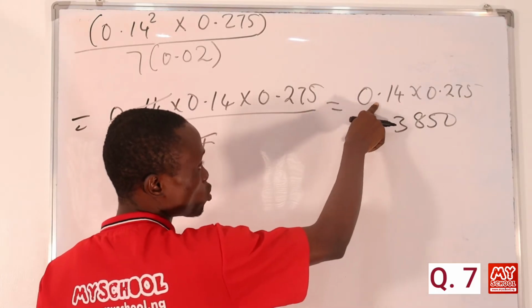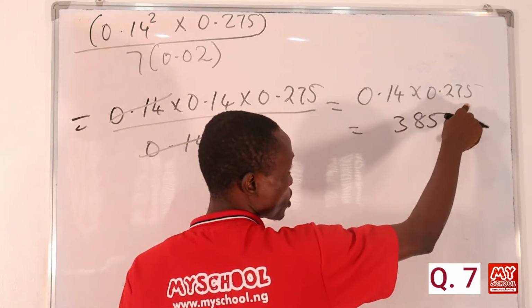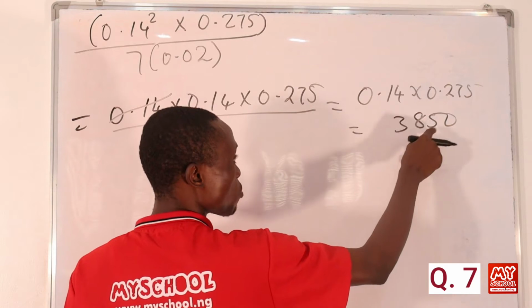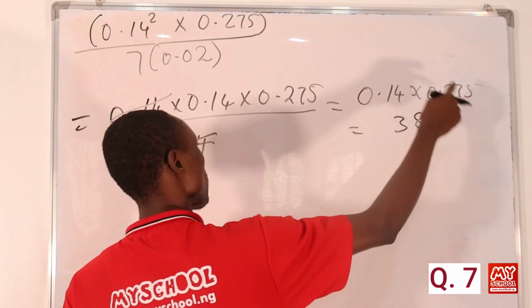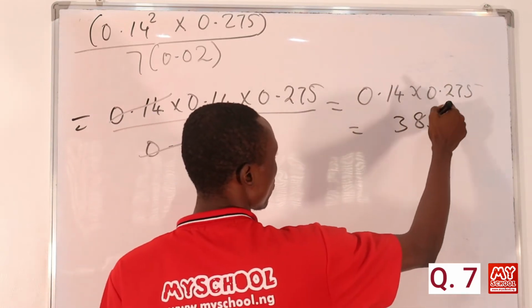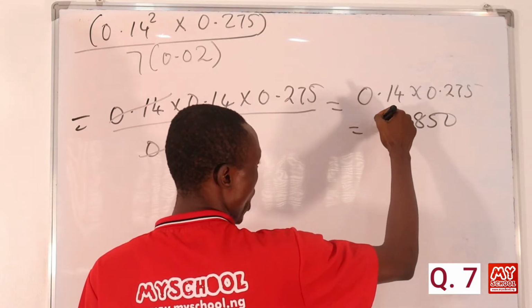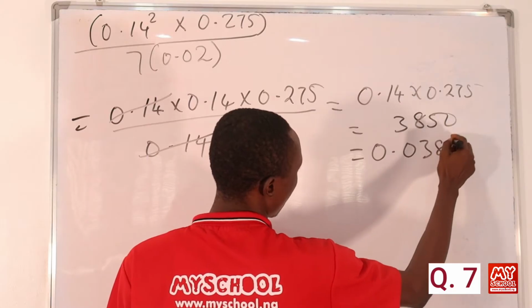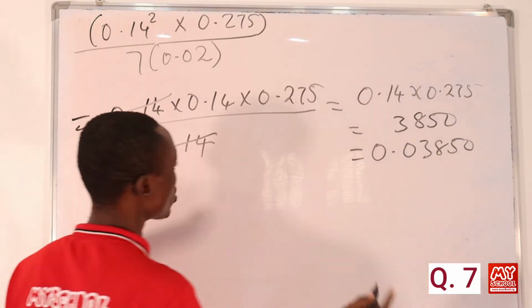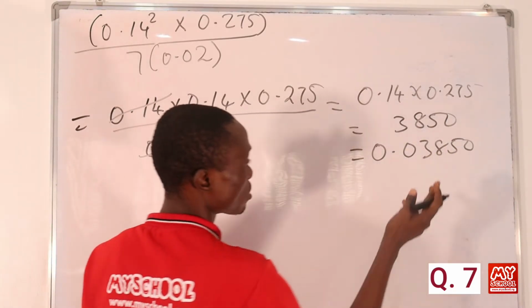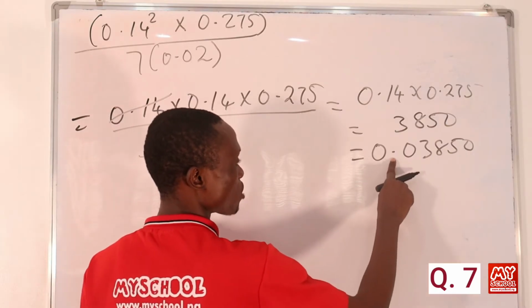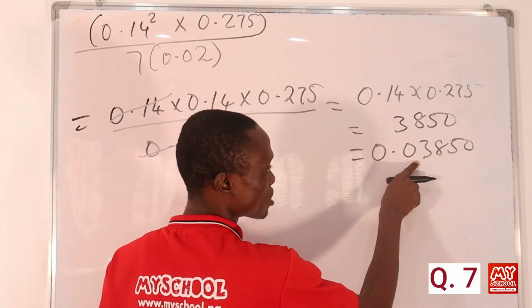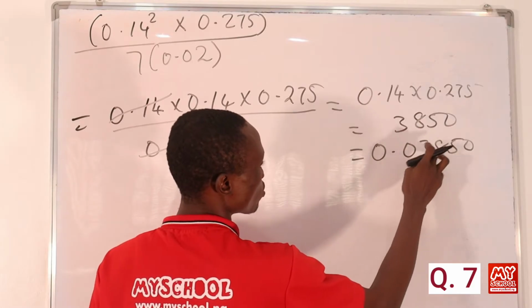But remember that this is to 2 decimal places and this is to 3 decimal places. So that means we are going to bring this to 5 decimal places. So from here we'll count 1, 2, 3, 4, 5. So at the end of the day we'll have 0.03850, right? But in this question we are asked to take our answer to 3 decimal places. So what that means is that after this decimal point we only need just 3 digits. So we count 1, 2, 3.